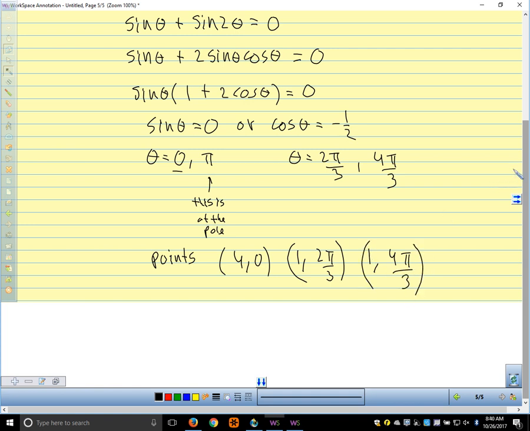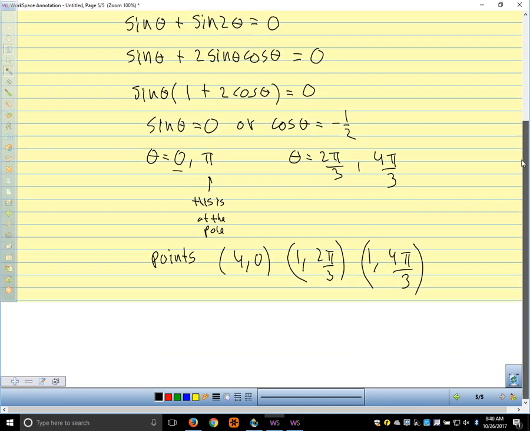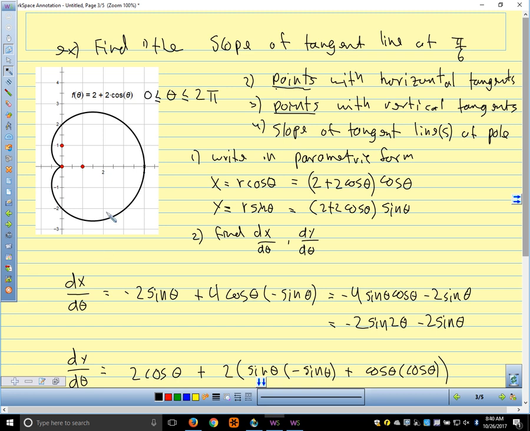And we look at our graph. These were our vertical tangents. We decided we should have 3 points with vertical tangents. So let's go back. There's (4, 0). There is our 2 pi over 3. And there's our 4 pi over 3 angle. So our answers confirm our intuition.